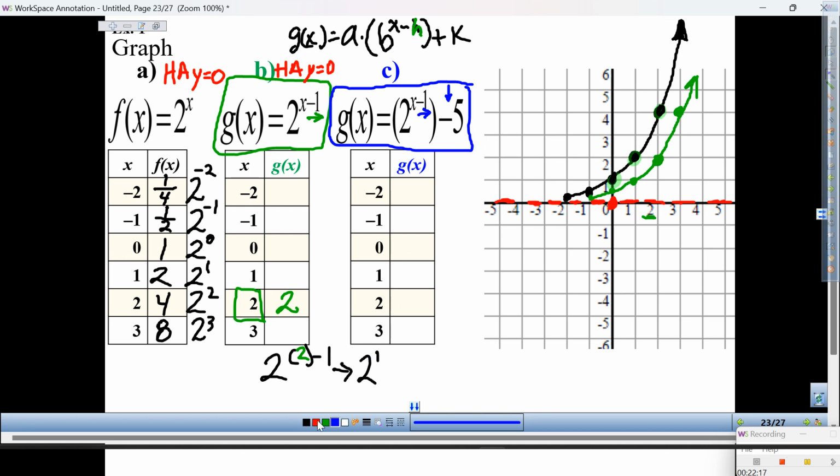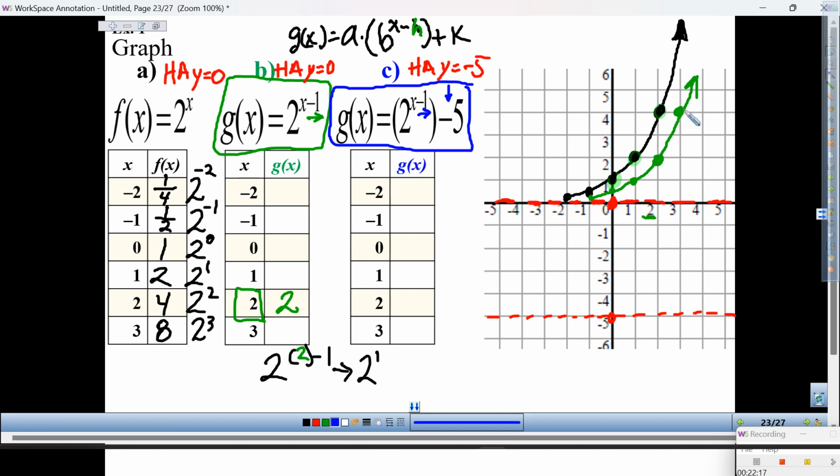That is correct. But before we do, look up. Tell your neighbor our HA for that one. What is our HA? Lorena. Close. Huh? Negative 5. So let's go to negative 5. Plot our new asymptote. And then we're going to move all the points of the black function 5 down and 1 to the right.